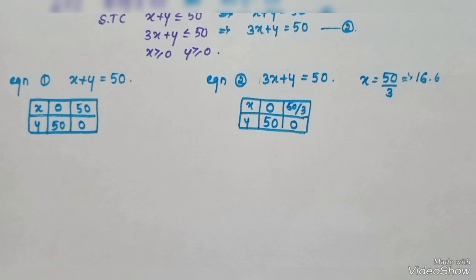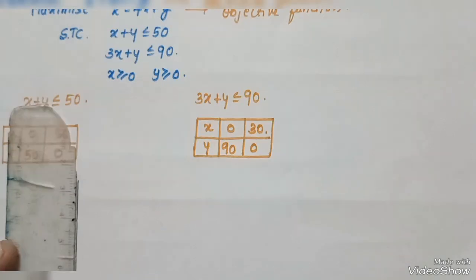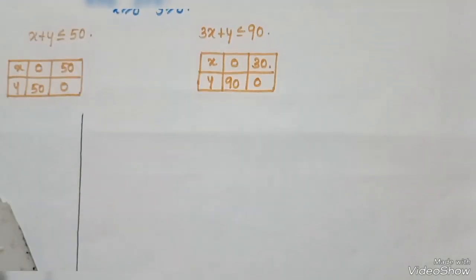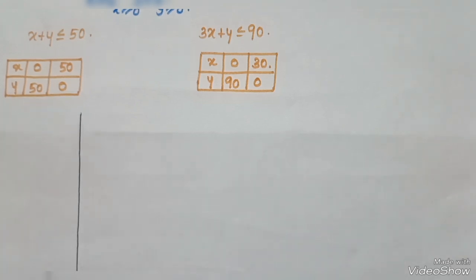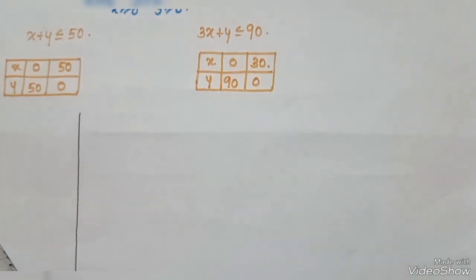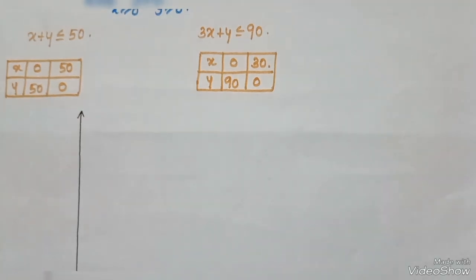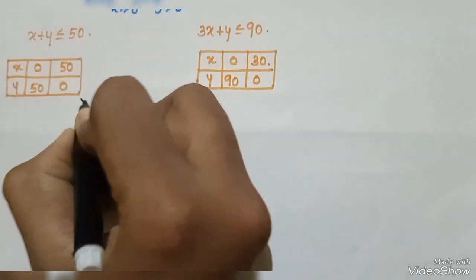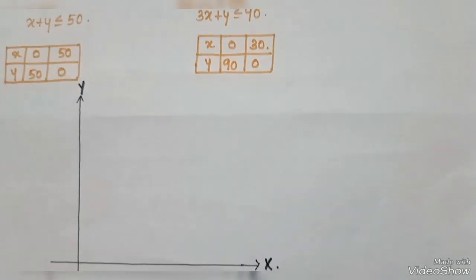Sorry, here I am considering a wrong value. Here I am considering the graph. First, simply I am taking a rough diagram for explaining the graph here. This is the y-axis as well as the x-axis.